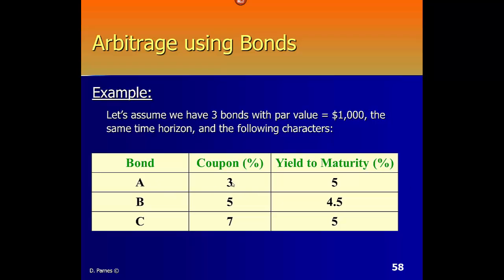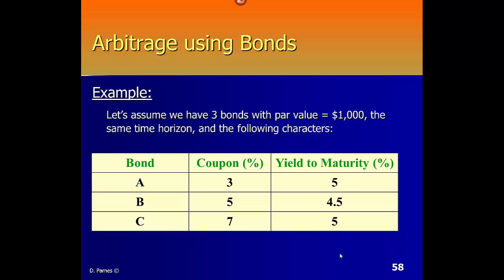Bond A has a coupon rate of 3%. In other words, it pays $30 every year, with a 5% yield to maturity. Y is equal to 5. Bond B has a coupon rate of 5% with a yield to maturity of 4.5%. Bond C has a coupon rate of 7% with a 5% yield to maturity. Y is equal to 5.